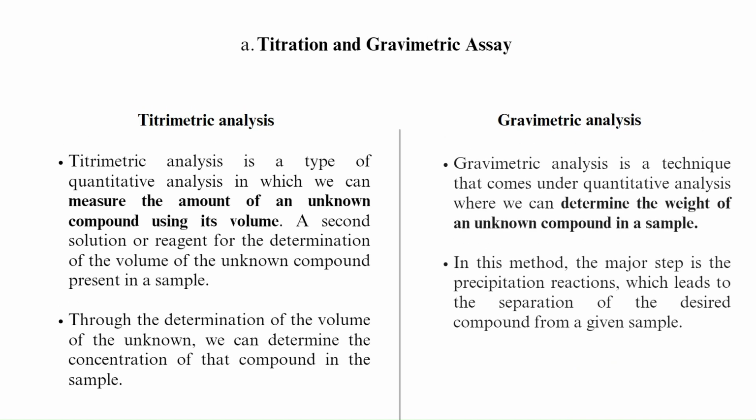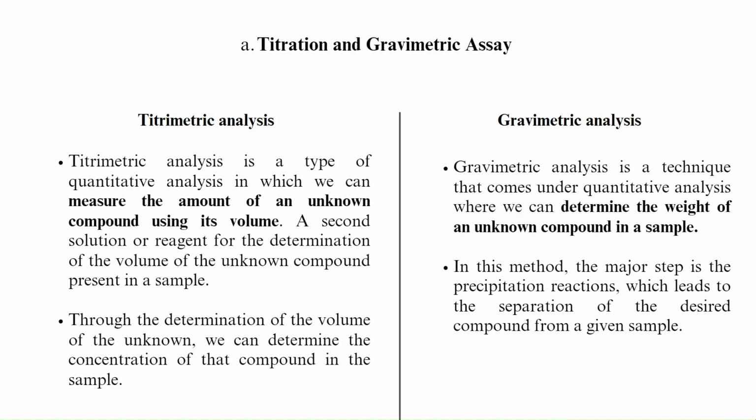Titration and gravimetric assay. Titrimetric analysis is a type of quantitative analysis in which we can measure the amount of an unknown compound using its volume. A second solution or reagent is used for the determination of the volume of the unknown compound present in a sample. Through the determination of the volume of the unknown, we can determine the concentration of that compound in the sample.